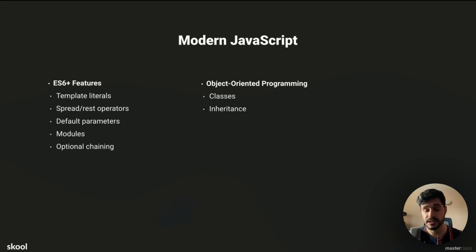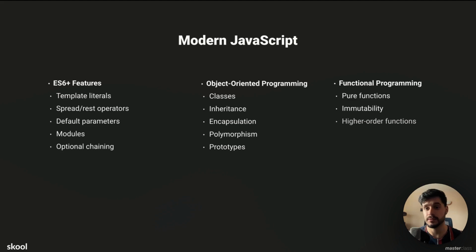Classes, inheritance, encapsulation, polymorphism, prototypes. Functional programming: pure functions, immutability, higher order functions, closures. Higher order functions and closures, they also ask them a lot in the interviews, so make sure to learn them better. Composition.